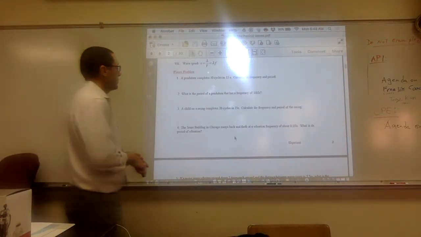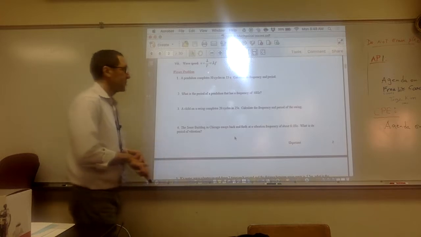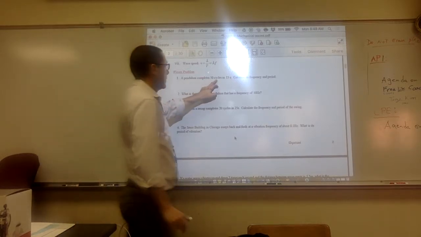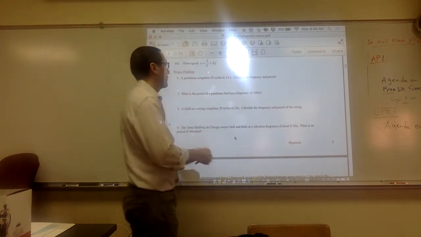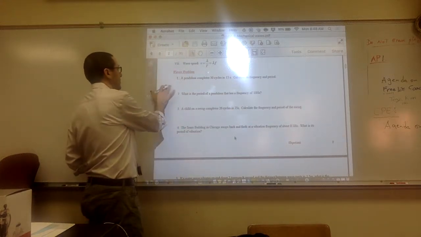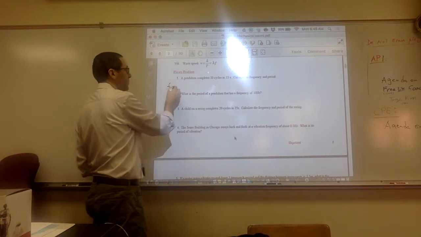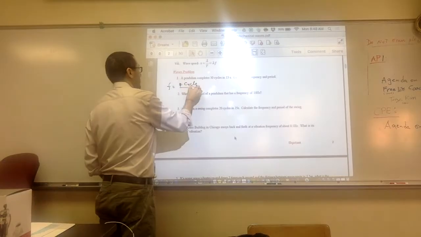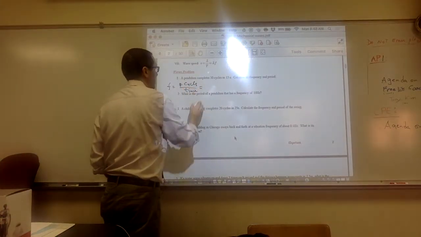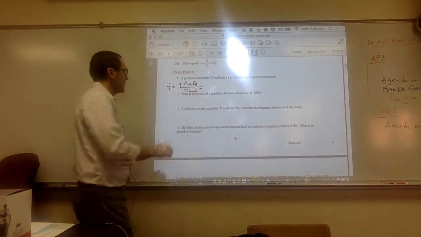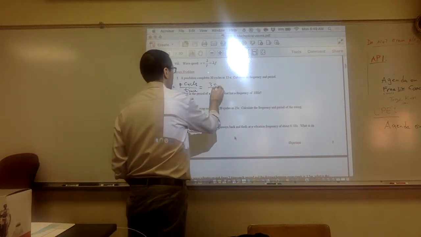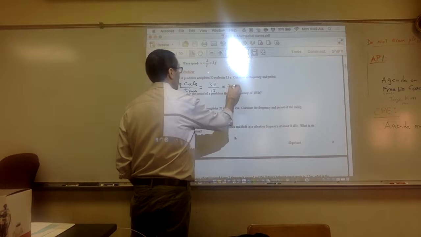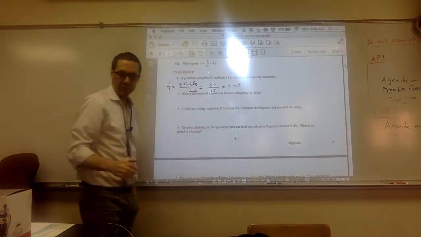Okay, this is the answer key to part 1 of the waves video. Number 1, it says a pendulum completes 30 cycles in 15 seconds. Calculate the frequency. So frequency from the previous formulas is basically the number of cycles per total time, right? And that's going to be 30 cycles in 15 seconds. So it's a frequency of 2 cycles per second, or 2 hertz.